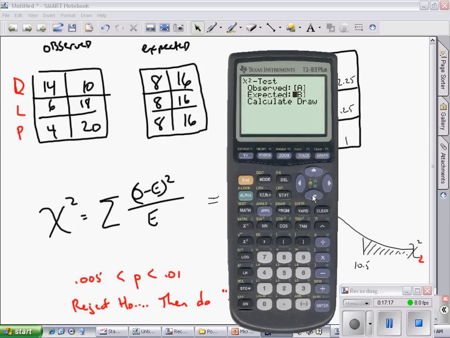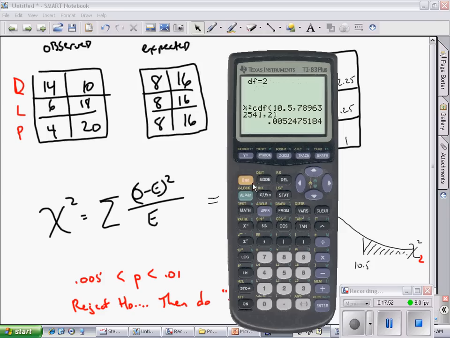Matrix B again is where it's going to put these values. Now hit calculate. It gave me my chi-squared test statistic, my degrees of freedom, and we can tell that the p-value it told me is in this interval. This is just the more accurate one. Same thing I would get if I did chi-squared CDF, lower bound, upper bound, degrees of freedom. That's the same number it showed me up there.